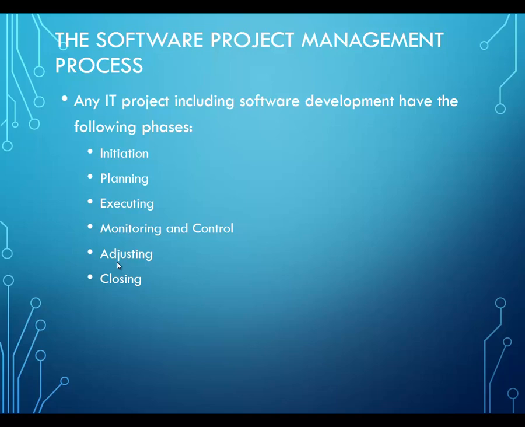Any IT project, including software development, has the following phases. First, we initiate the project. So that's the initiation stage or phase. Then we plan how we are going to use the resources to accomplish the main goal through the different activities, within schedule and within budget. We plan for communication, we plan for procurement, we plan for risk, and we plan for change management in this project. Then we start the execution process.